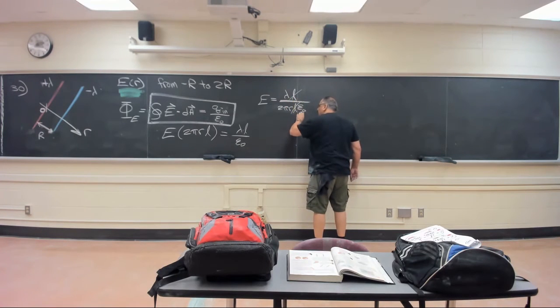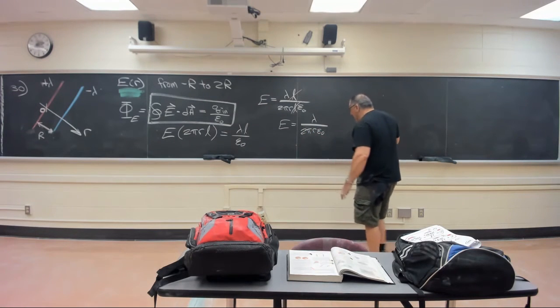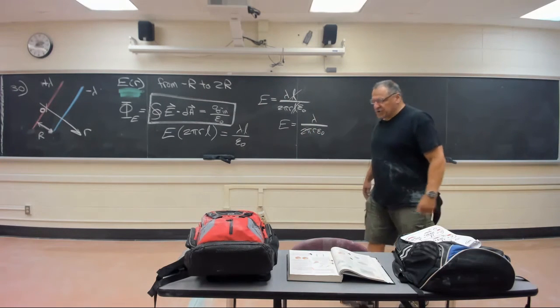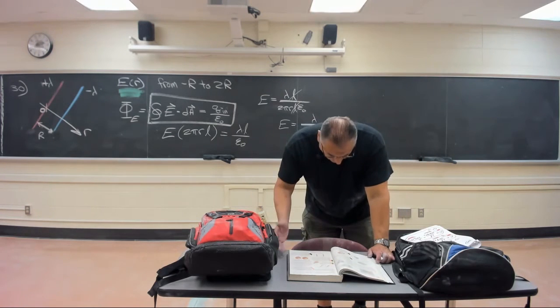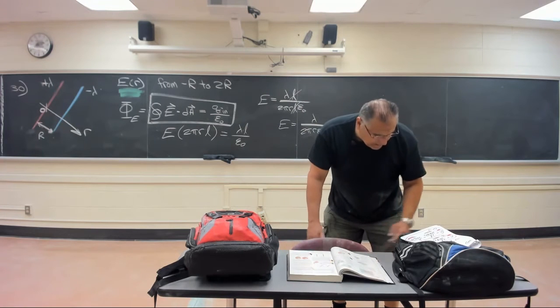Lambda L over epsilon naught and 2 pi r L. The L's cancel. All right, I've not said anything really definitive here, guys, but this is the structure of what we're looking at in the circumstances. Let's just get the signs right when we're doing this whole thing.